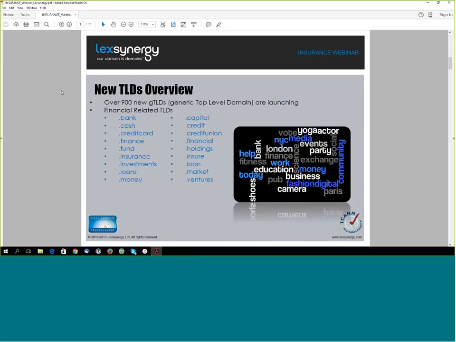And it's within this framework that .insurance is launching, which is a restricted top-level domain name restricted to insurance companies. We'll get into that in a bit more detail. But there are several other TLDs that link into .insurance, as you can see from that list there. So it's quite important to pay attention and to be aware of these new TLDs as they may be relevant to your business.